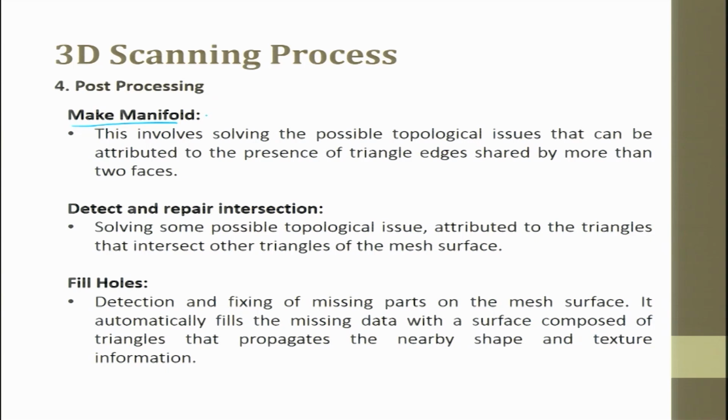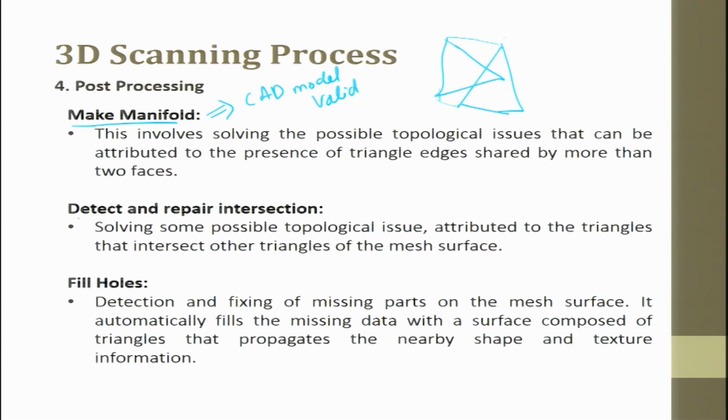So, when you are studying about CAD model validity, we study about these manifolds. So, for example, you have a triangle, you have another triangle coming like this. So, these 2 triangles are in different faces. Now, this has to be attached. This has to be attached. So, how do you do it? So, this involves solving the possible topological issues that can be attributed to the presence of triangular edges shared by more than 2 faces. So, if you see one above each other, it is there.